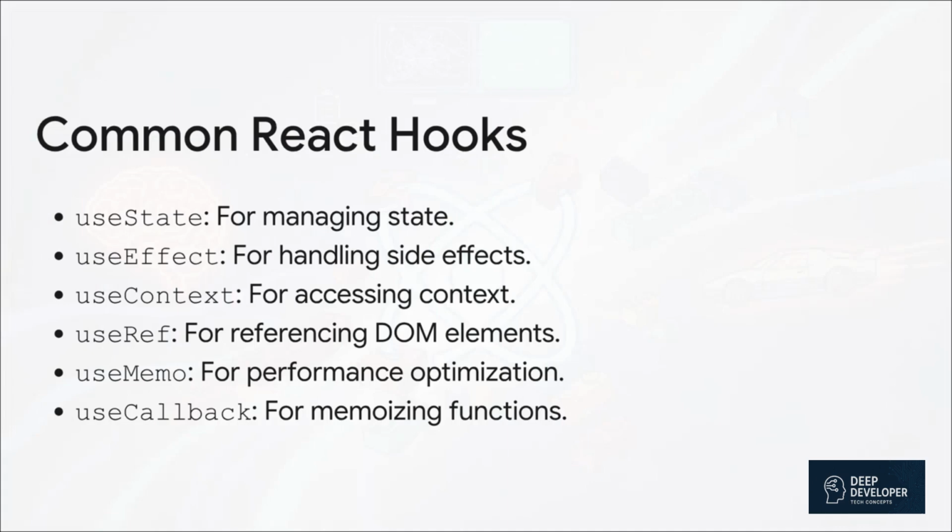Now, there are a bunch of built-in hooks, and each one has a specific job. The two you are going to see and use constantly are useState for managing a component's memory and useEffect for handling side effects, like fetching data from an API. Then you've got more specialized tools like useContext for sharing data easily and useMemo for fine-tuning performance. Altogether, they're what give functional components their superpowers.